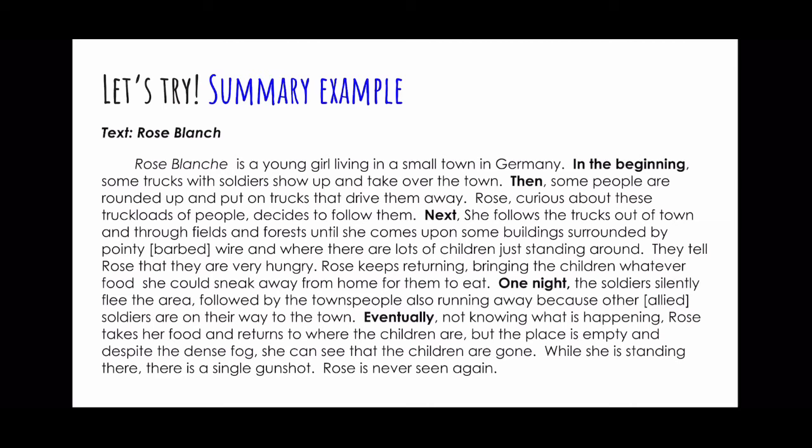Eventually, not knowing what is happening, Rose takes her food and returns to where the children are, but the place is empty, and despite the dense fog, she can see that the children are gone. While she is standing there, there is a single gunshot. Rose is never seen again.